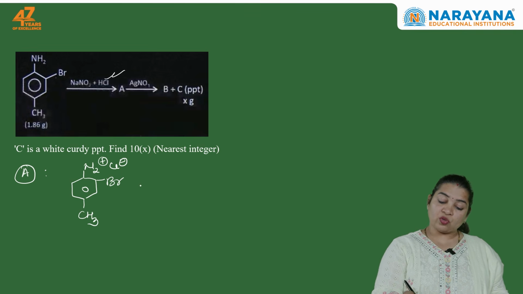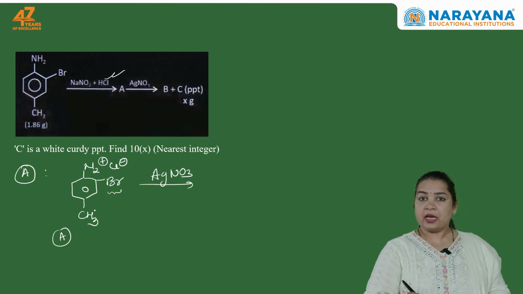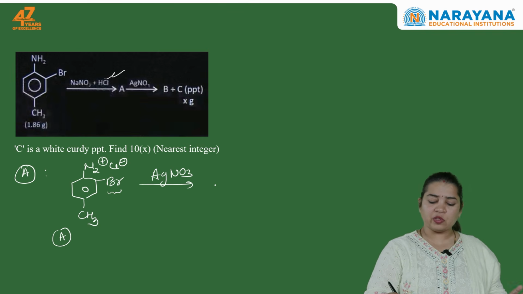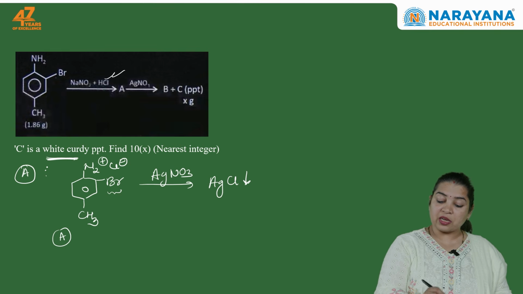So, I have two possibilities to be precipitated out with AgNO3 from A to B plus C, AgNO3. But as you can see, bromine is attached to the benzene ring directly. It will not be removed directly to form the precipitate. So, bromine is not the precipitate. It is the AgCl which will be a white curdy precipitate, as mentioned here.